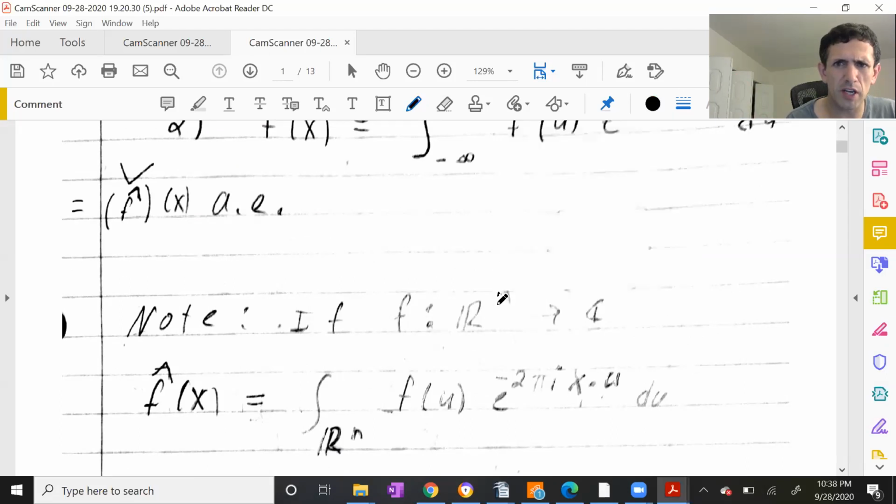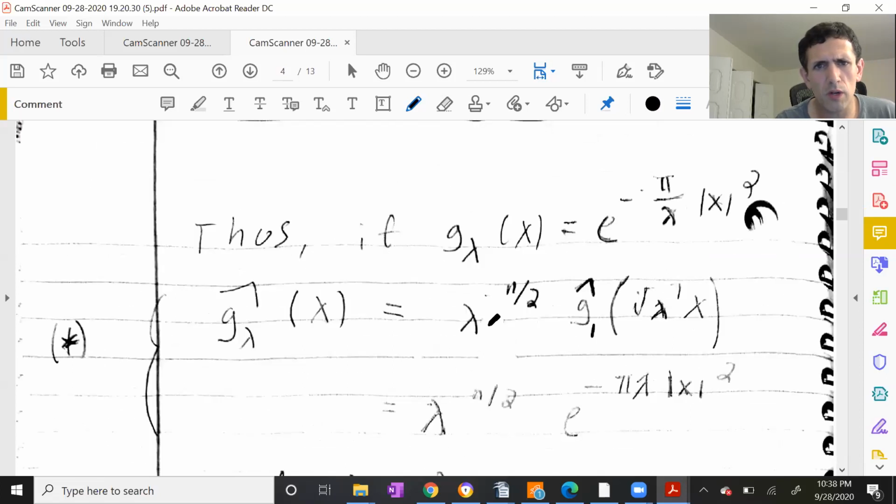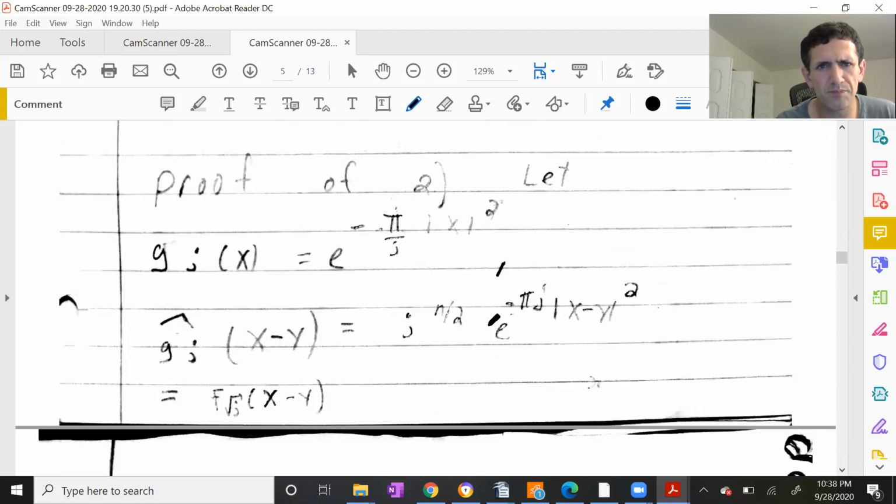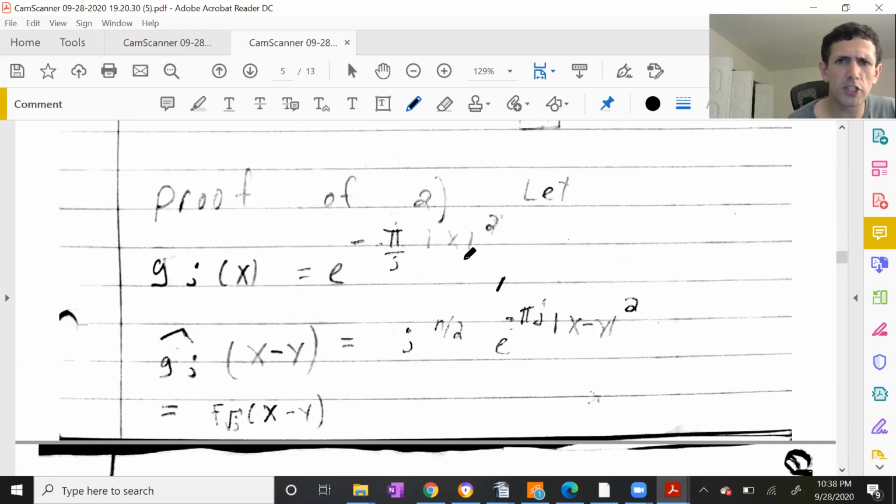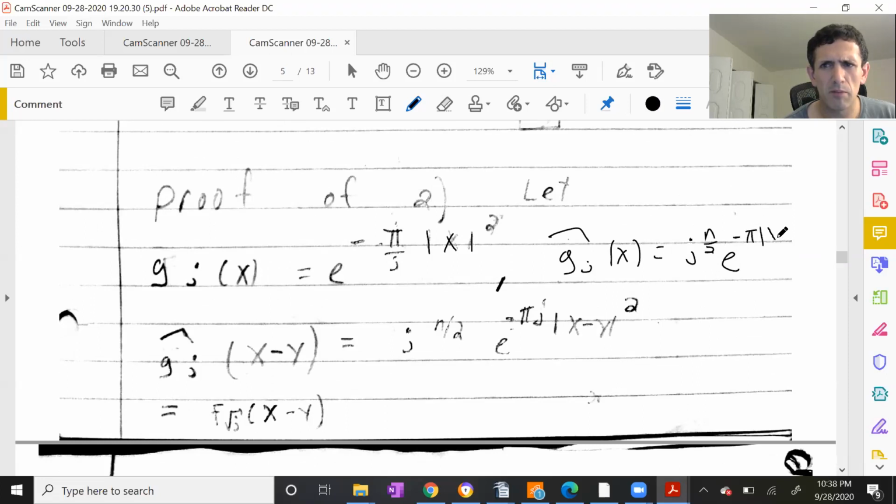Because as I mentioned, the integral defining the Fourier transform doesn't really make sense unless the function is in L1. Okay, so let's begin. Let's say Gj is the following. And we computed the Fourier transform of Gj. It was just j to the n over 2 e to the minus pi modulus x squared. So if I plug in x minus y, I get the following.